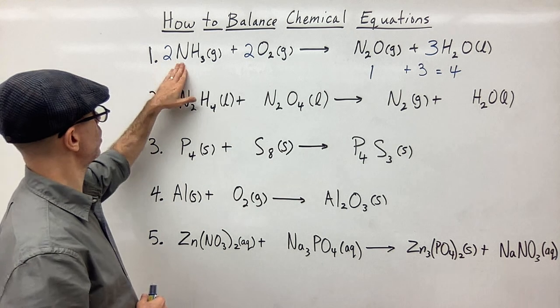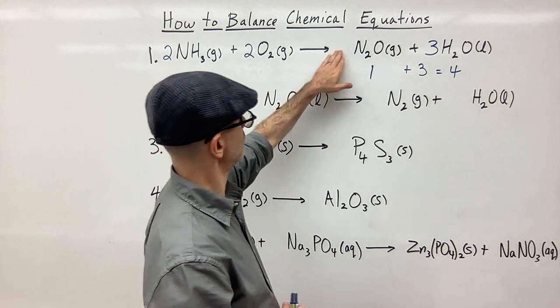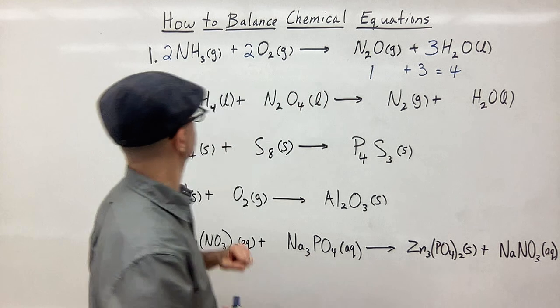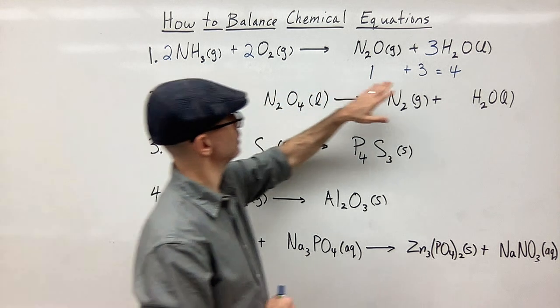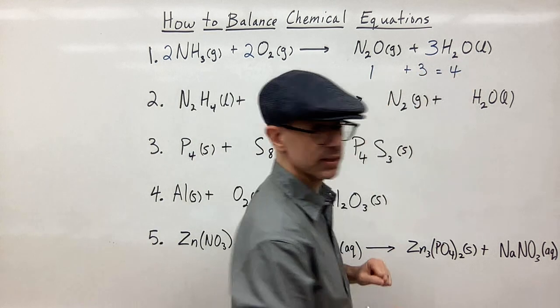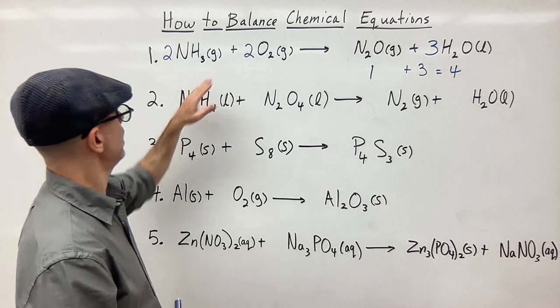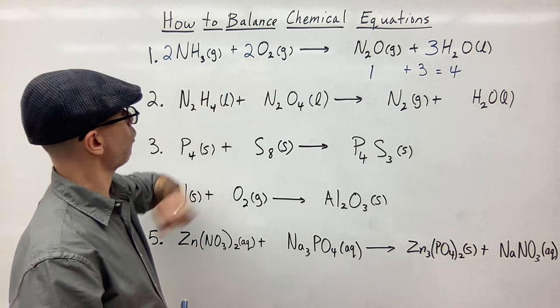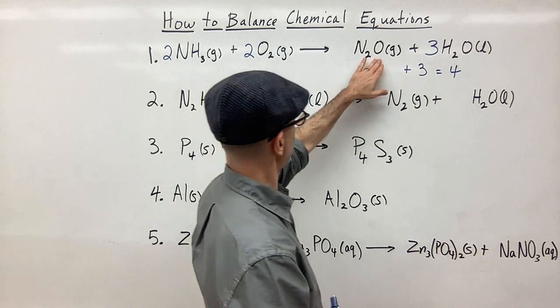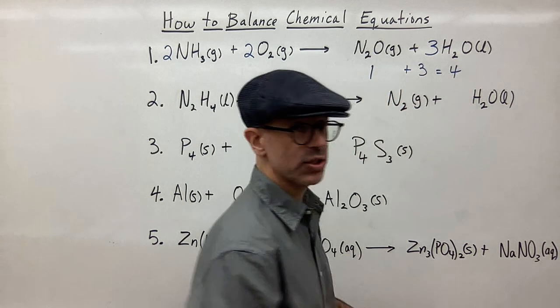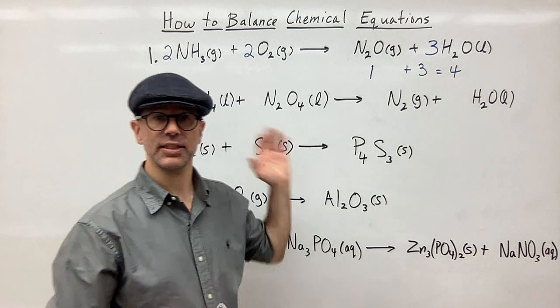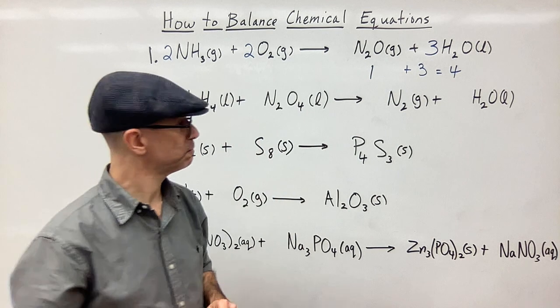So 2 times 1 is 2. 1 times 2 is 2 nitrogens. 2 times 3 is 6 hydrogens. 3 times 2 is 6 hydrogens. And 2 times 2 is 4 oxygens. 1 plus 3 times 1 is 3 equals 4. So everything is balanced, so this is our balanced equation.